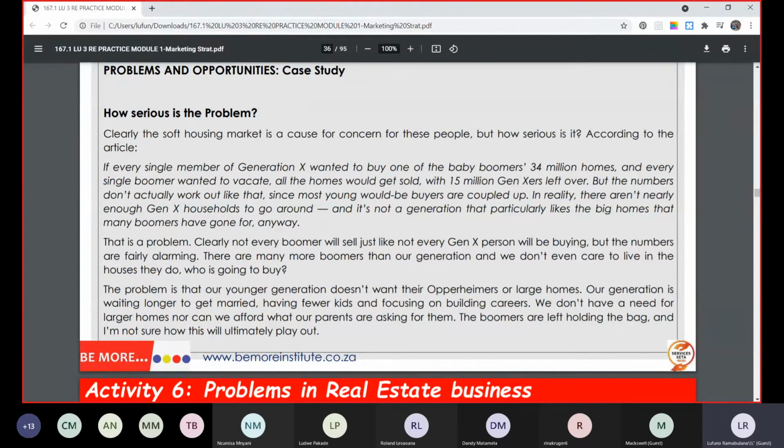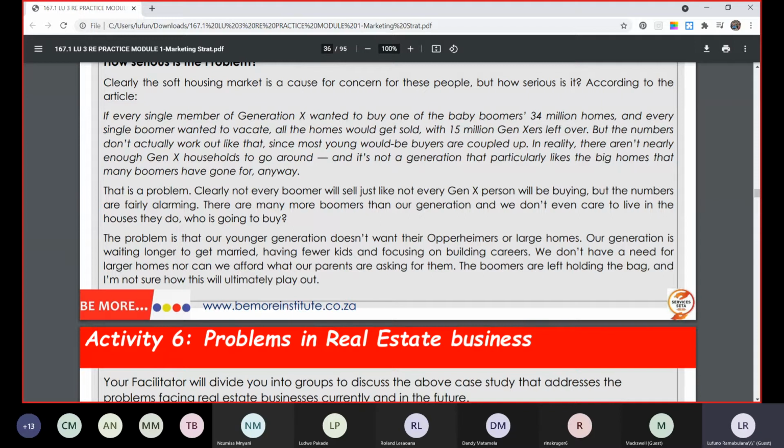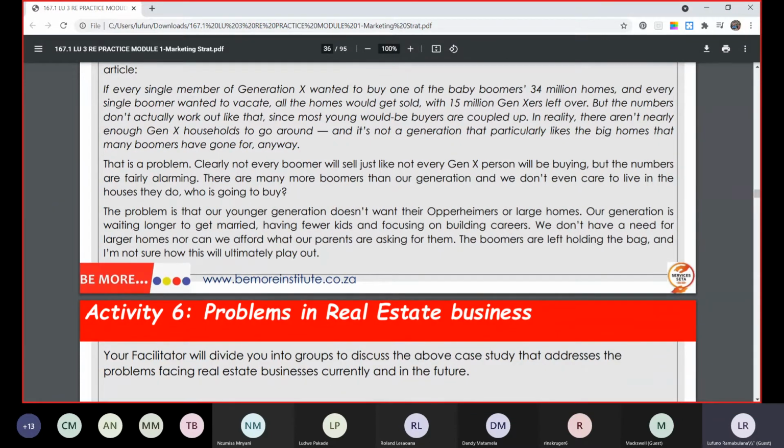It is not a generation that particularly likes the big homes that many baby boomers have gone for anyway. That's the problem. Clearly, not every baby boomer will sell, just like not every Generation X person will be buying. But the numbers are alarming. There are many more boomers than our generation, and we don't even care to live in the houses they do. Who's going to buy them?